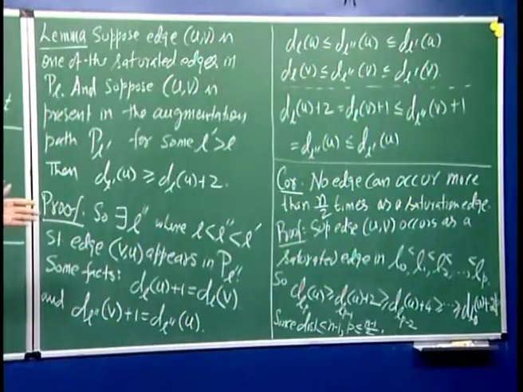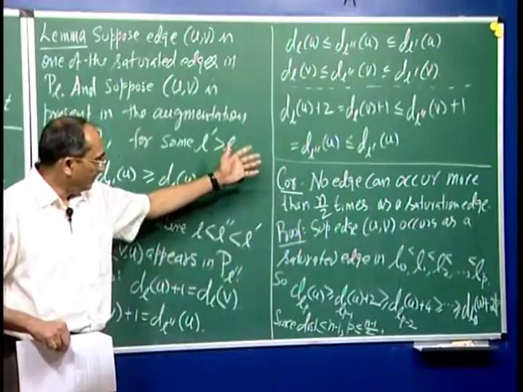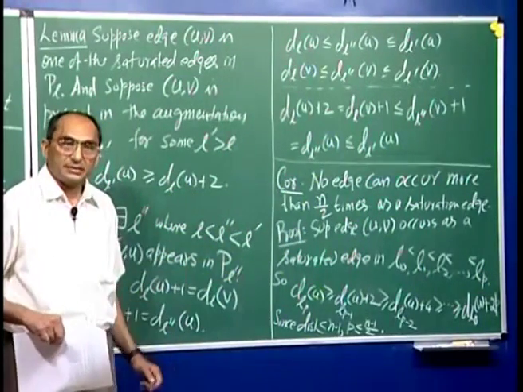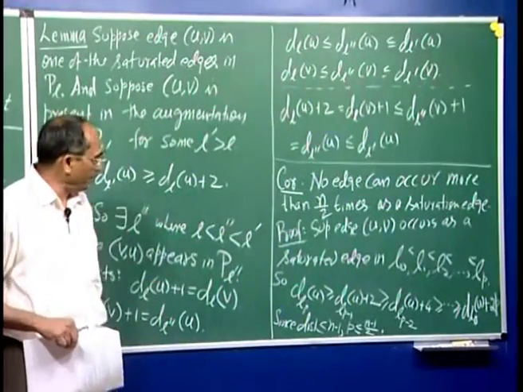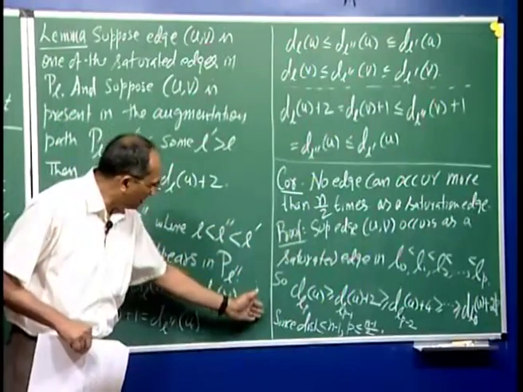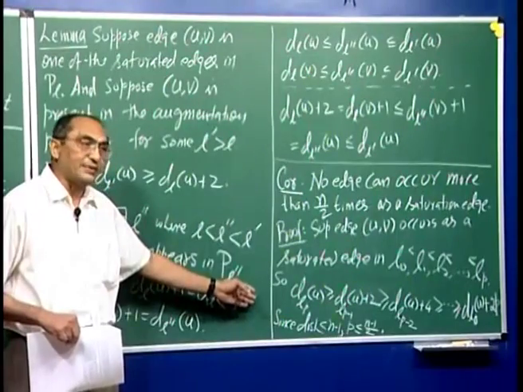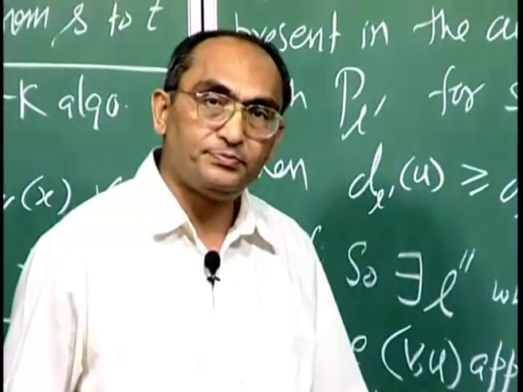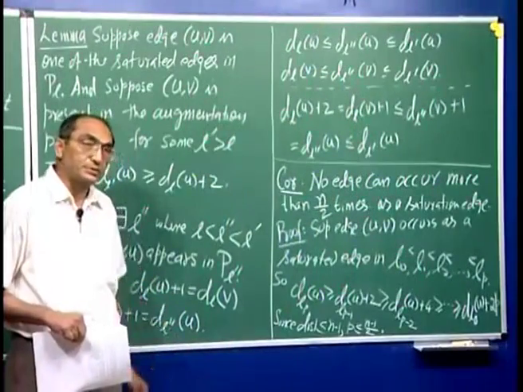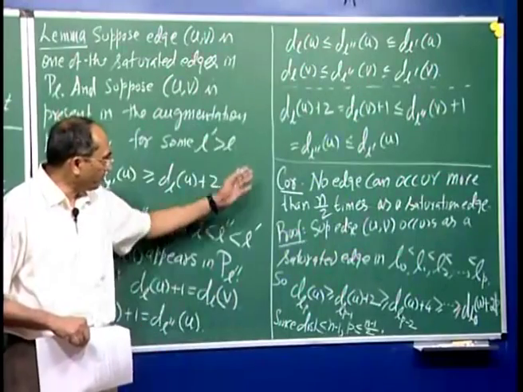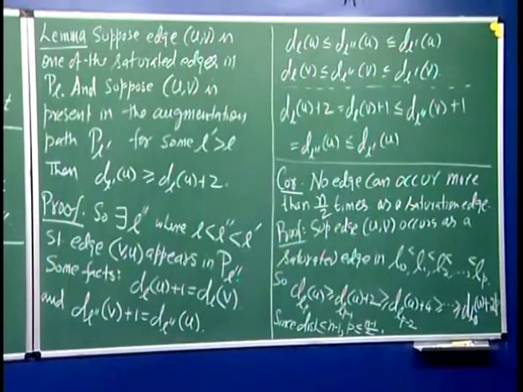Now, this is all we need. We have only so many edges. We have n square edges. In every pass, in every residual graph, the augmentation path that we compute must have at least one saturated edge, and each edge is allowed to appear at most n by 2 times. That allows me to put a bound on the total number of iterations. So, let us do the last step.